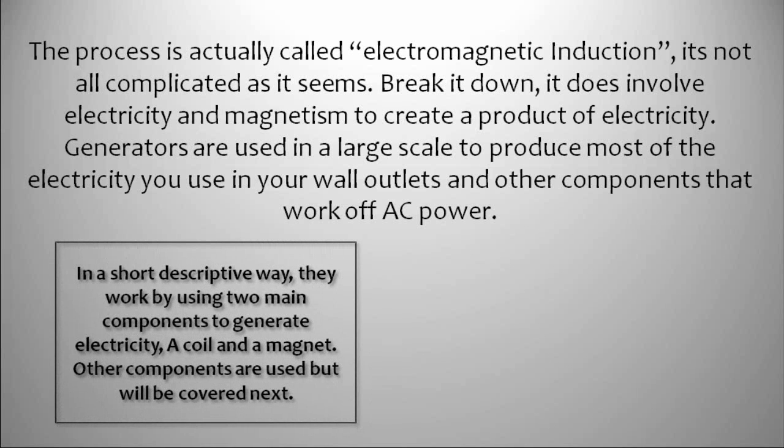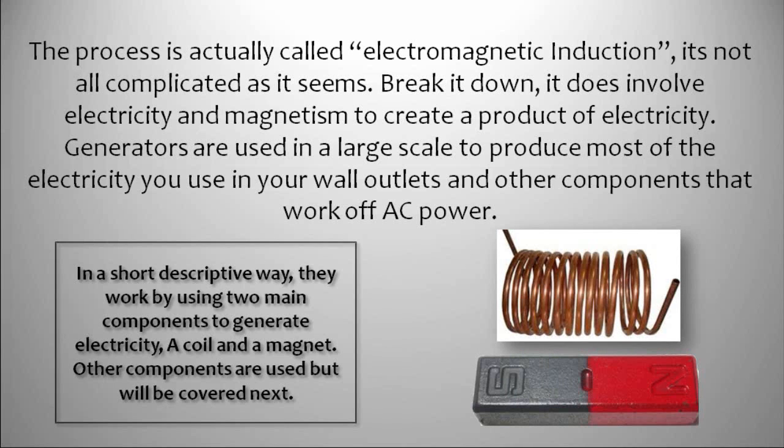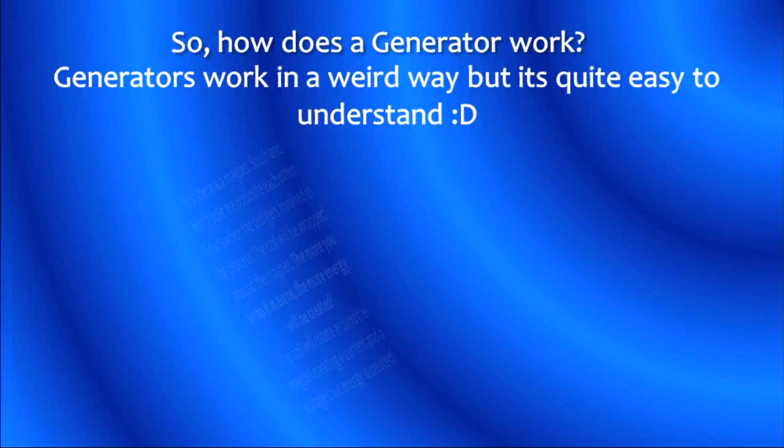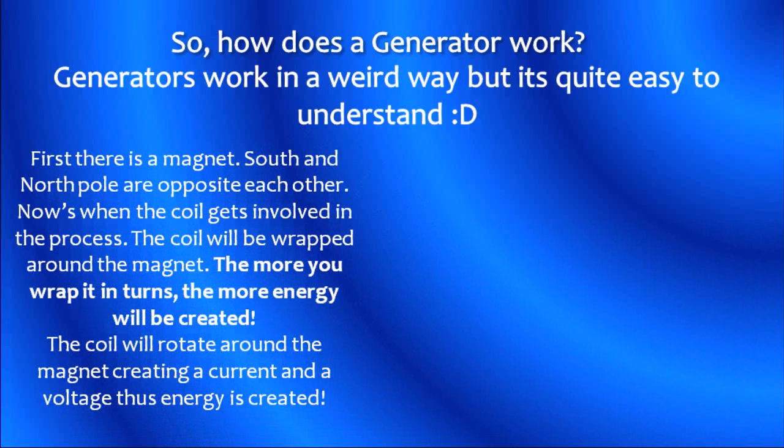In a short descriptive way, they work by using 2 main components to generate electricity, a coil and a magnet. Other components will be used but will be covered later. Here's a magnet and a coil. So how does a generator work, you might say? Generators work in a weird way, but it's quite easy to understand.